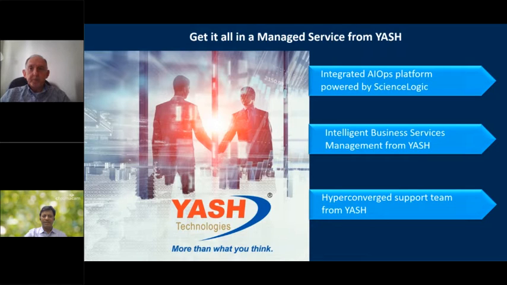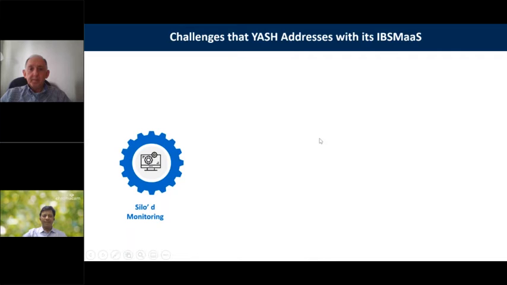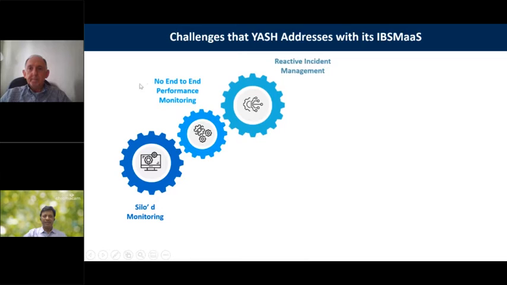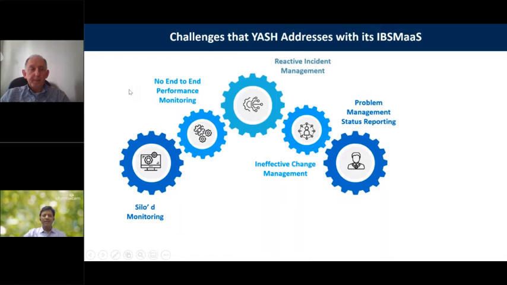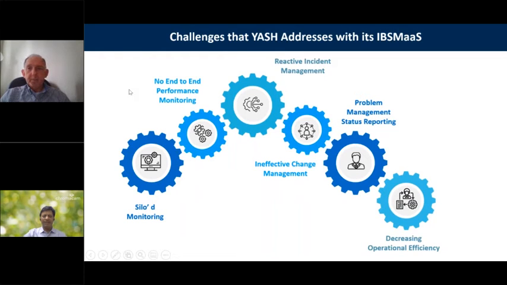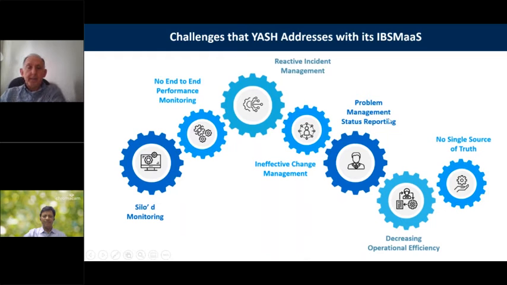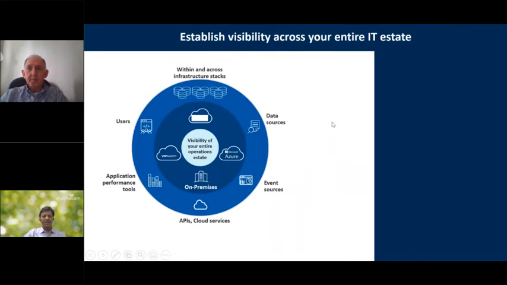Now, let's look at how we achieve that. He gave you the value proposition, and he talked about how the legacy tools can be moved to the newer set of tools. So if I talk about the challenges we have discussed so far: siloed monitoring, end-to-end performance monitoring, reactive incident management, which we typically see, ineffective change management, and we'll talk about what I mean when I say ineffective change management, problem management, status reporting, decreasing operational efficiency, and the single source of truth, which is not available. These are most of the challenges which we address through our integrated business services monitoring as a service, which we offer to our customers.